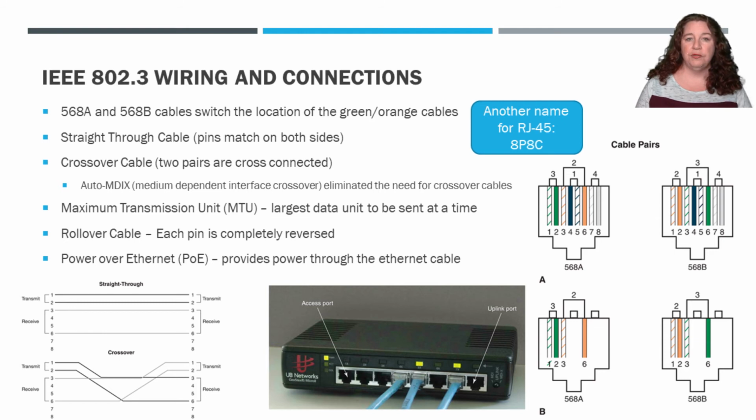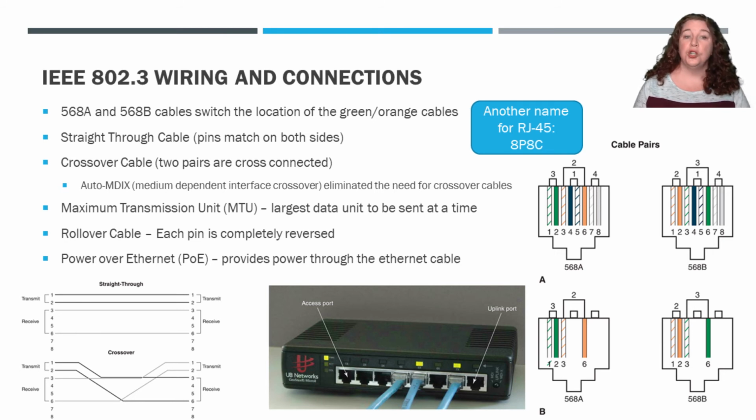Another name we use for the RJ45 is the 8P8C, because there are 8 pin points and there are 8 conductors that are going to connect to it. When we want to make a straight-through cable, a cable just goes from one side to the other and everything's straight. All of the pins match. So if I have a 568A, I need the other end to also be a 568A with nothing switched.